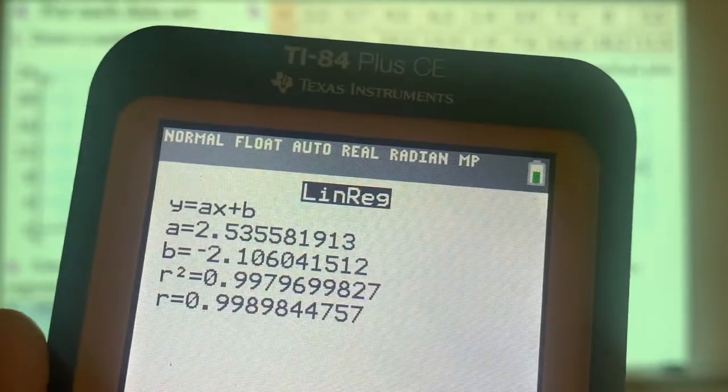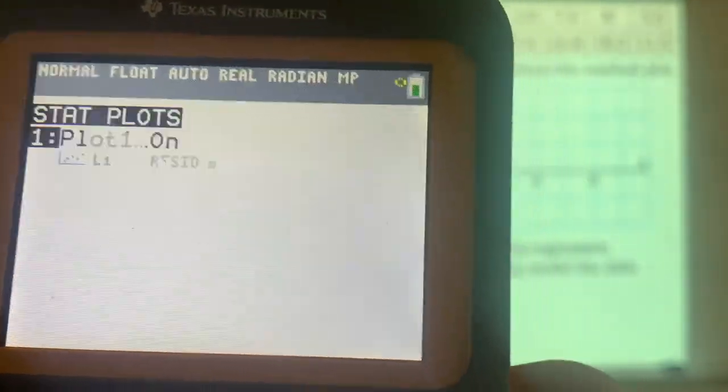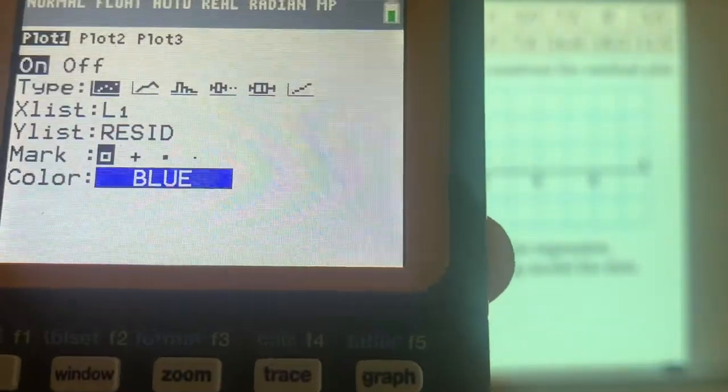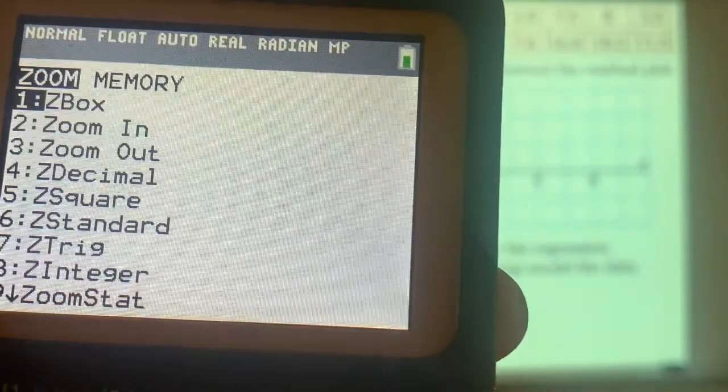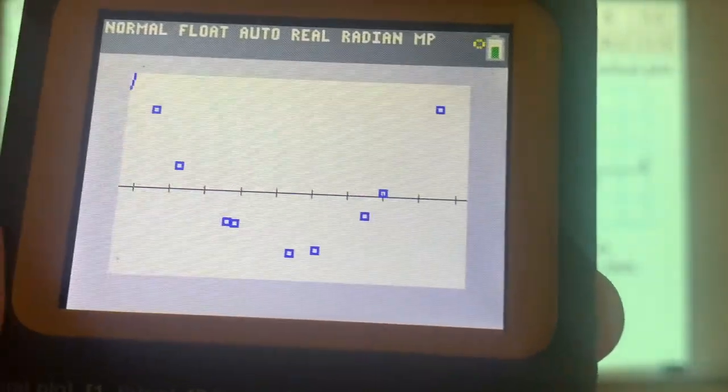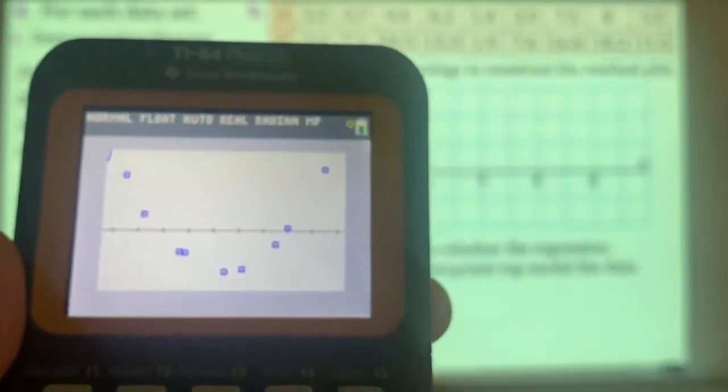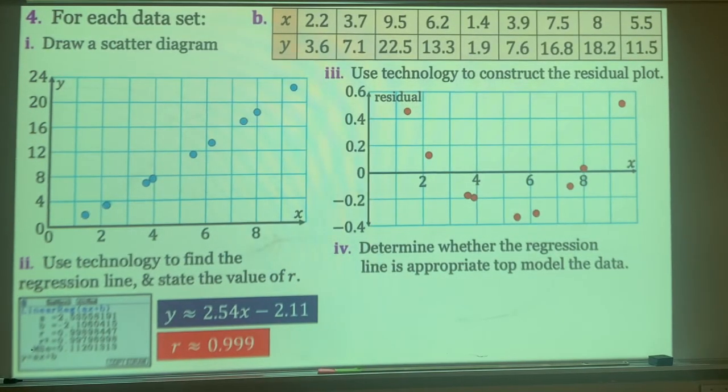All right. And like I said, you're just estimating this stuff on the board. So my residual right here, I go back to second stat plot. Oh, it's already listed as residual. Zoom, 9 for zoom stat. And uh-oh, what is that showing me? Is that random? Those points?